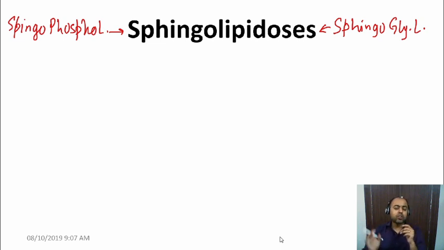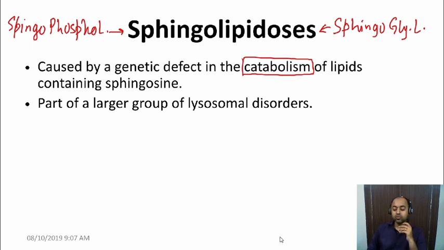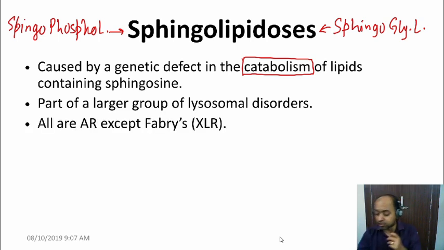It is a very important inborn error of metabolism due to defective metabolism of the sphingolipids. Just like we had the mucopolysaccharidosis, they were being synthesized but not being degraded. Similarly, the sphingolipids are being synthesized but not being degraded. As a result, they will start accumulating. The defect is in catabolism of lipids containing sphingosine. It is also a subtype of lysosomal storage disorder.